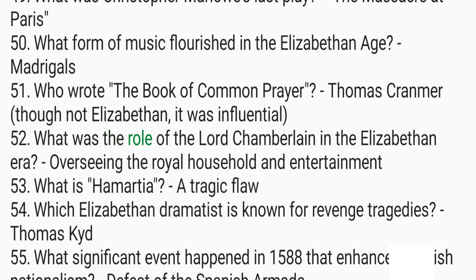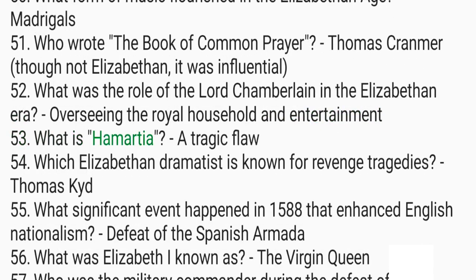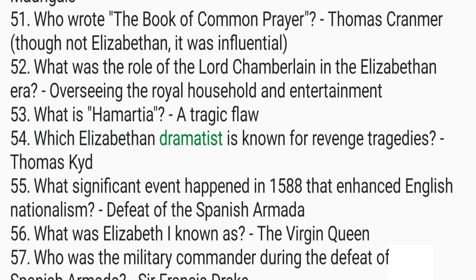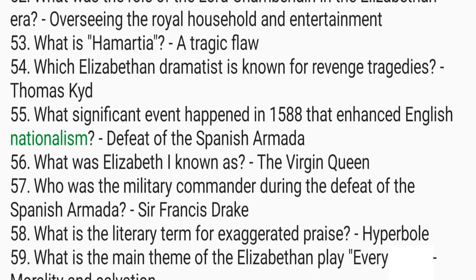52. What was the role of the Lord Chamberlain in the Elizabethan era? Overseeing the royal household and entertainment. 53. What is Hamartia? A tragic flaw. 54. Which Elizabethan dramatist is known for revenge tragedies? Thomas Kyd. 55. What significant event happened in 1588 that enhanced English nationalism? Defeat of the Spanish Armada.